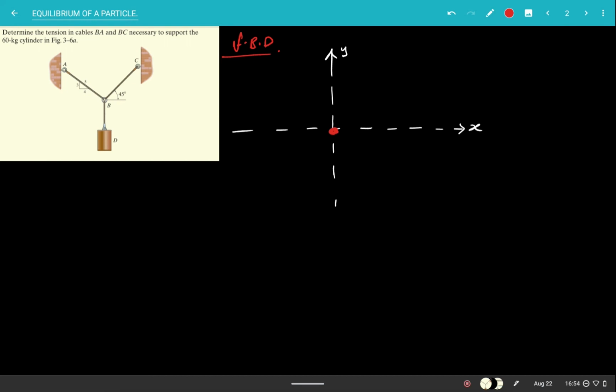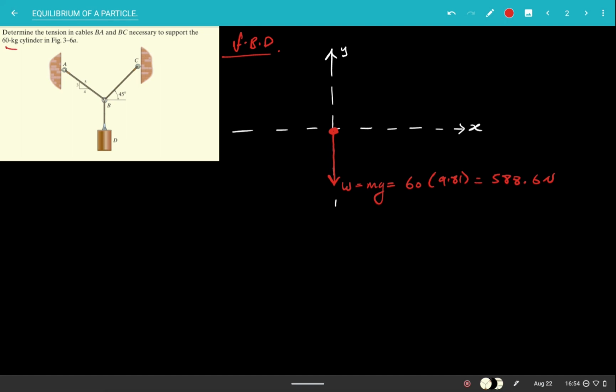The first force I represent is my weight force, which is downward. This is the weight of the cylinder being equal to mg, and the mass has been given to be 60. So I'll say 60 times gravity, which is 9.81, and basically this will give us 588.6 newtons.